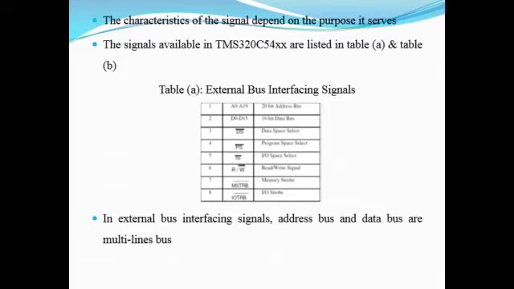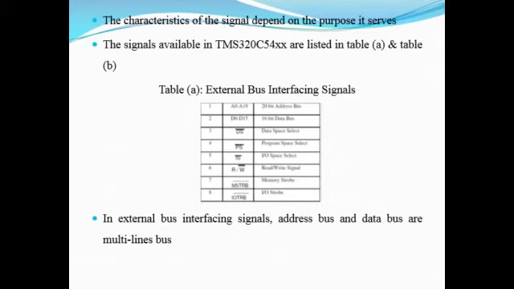Then IS bar, that is IO space select, which selects the input output space. R/W bar indicates a read or write signal, so either we can read data from the memory or write data into the memory. Then memory strobe and IO strobe. These are the other two external bus interfacing signals which are generated by the device.